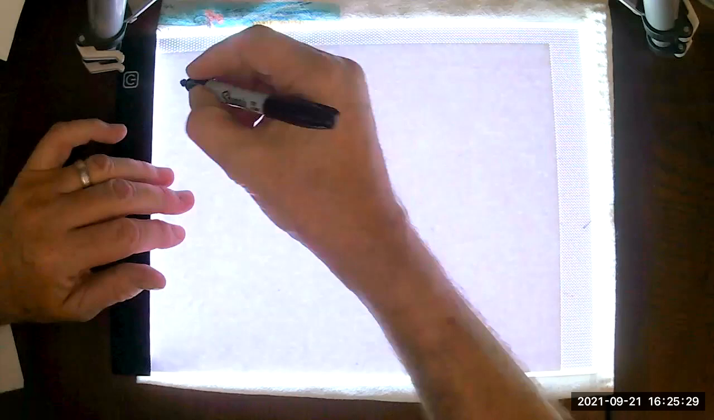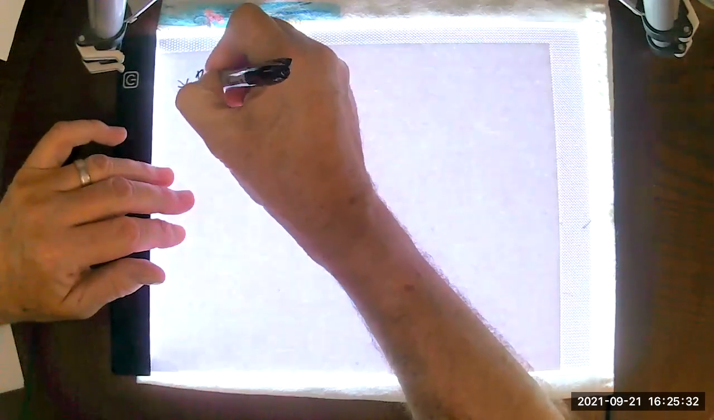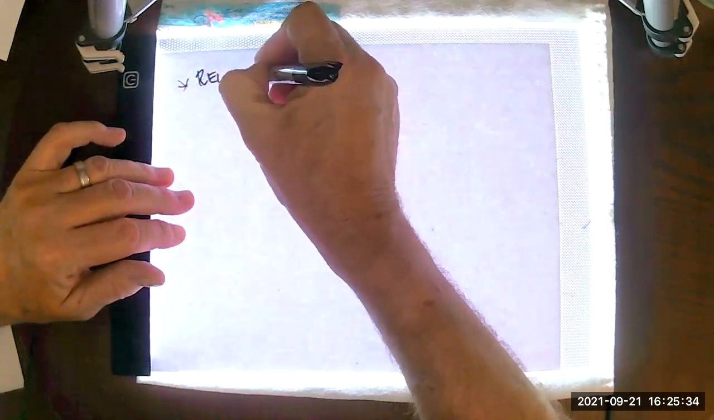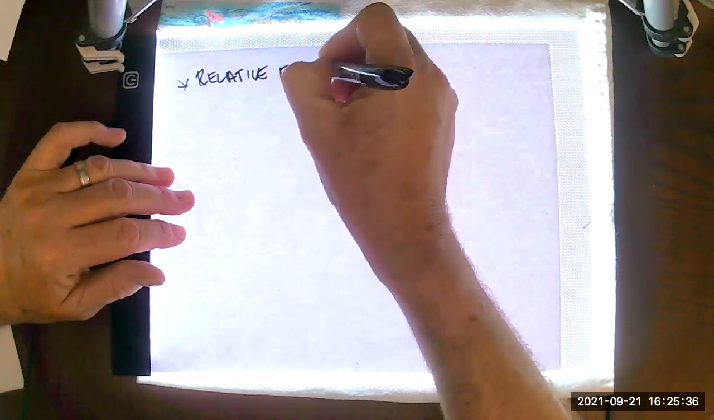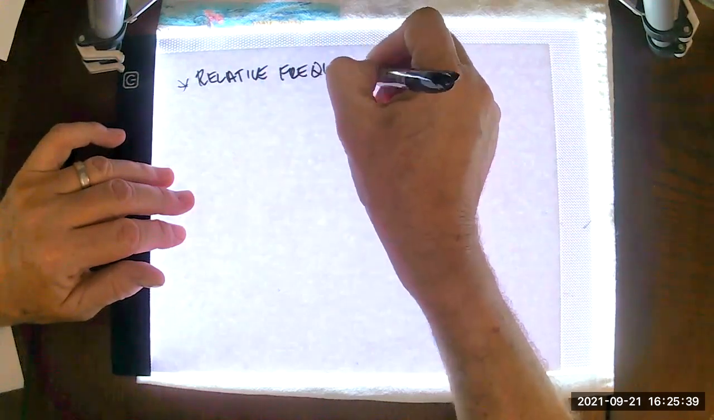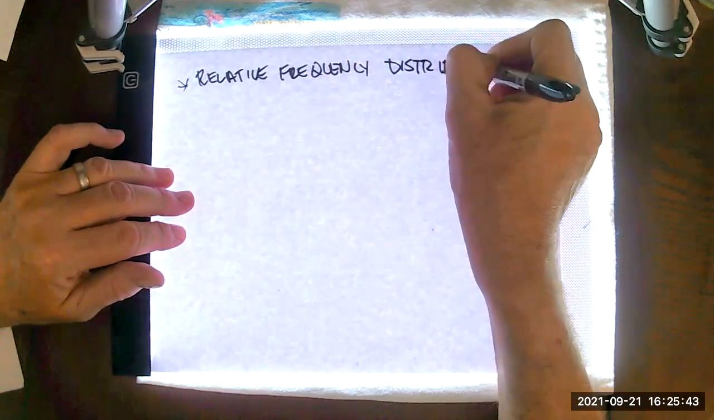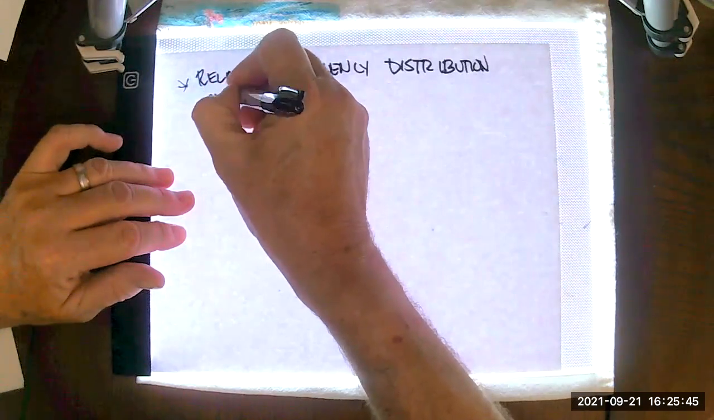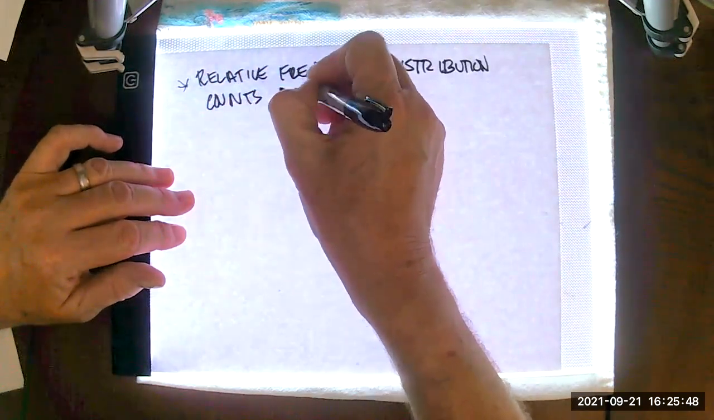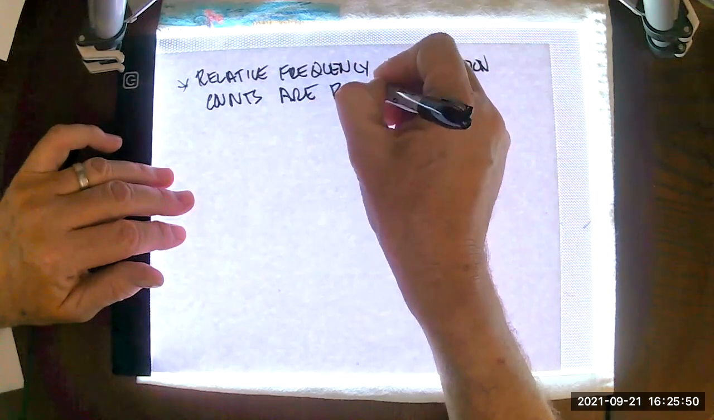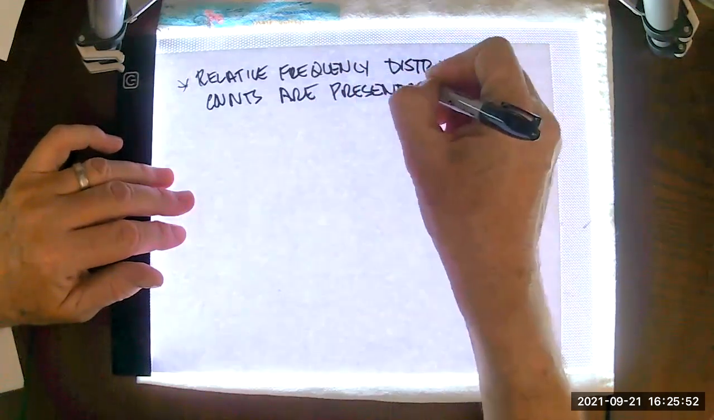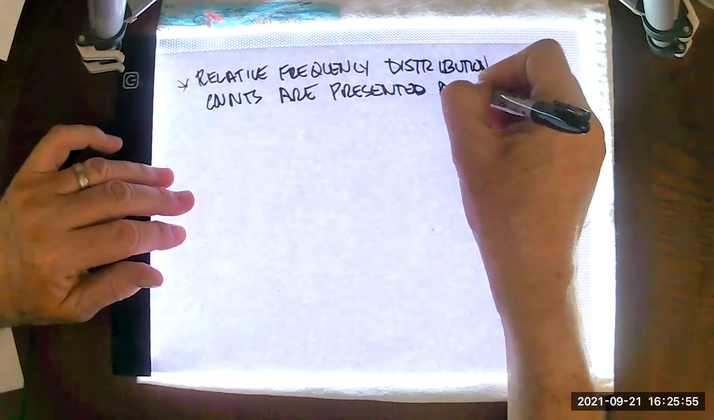We introduced a couple of other distributions based on a frequency distribution. We have the relative frequency distribution. Basically, your counts are presented as proportions.